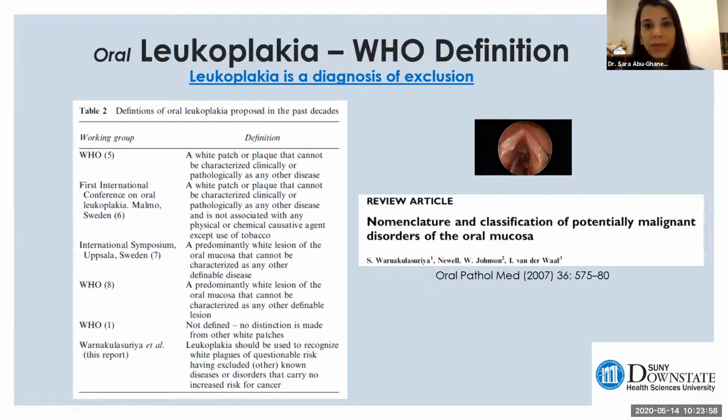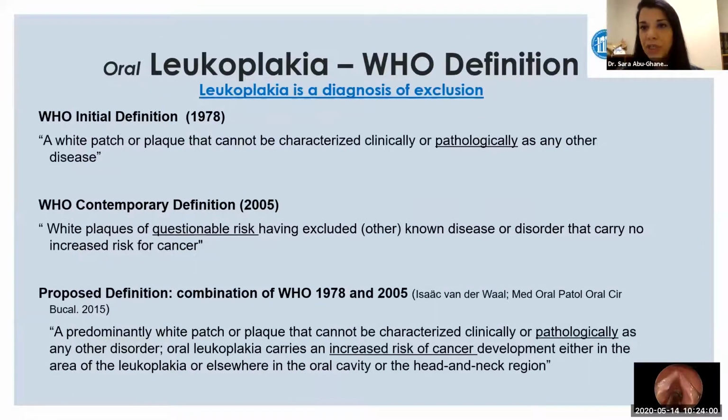And you can see here with this nice review from 2007 how the definition really changed and progressed over the years. The initial definition by the WHO in 1978 is that leukoplakia is basically a white patch or plaque that cannot be characterized clinically or pathologically as any other disease. In 2005, the WHO revised this definition and said that it's a questionable risk, white plaques having excluded known disease or disorder.